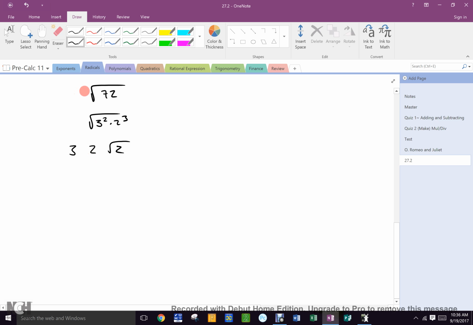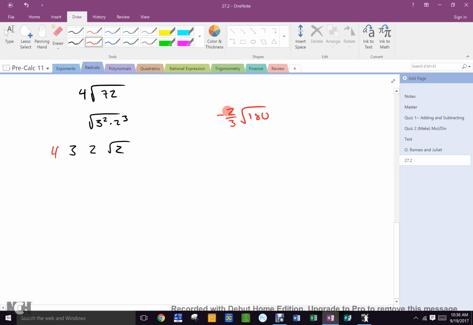So what if there was already a 4 in front of this 72? 3, 2, and what was already there? A 4. What would you do with those 3 numbers? Multiply them together. So on page 32, you have a question that is negative 2/3 root 180.